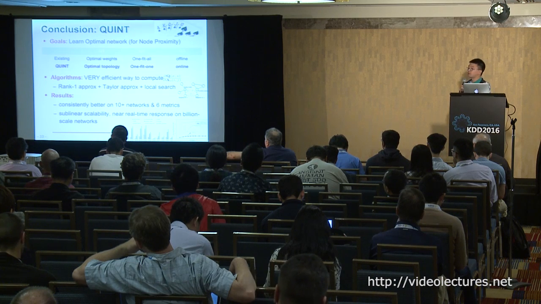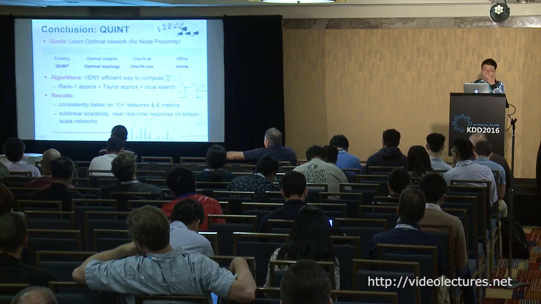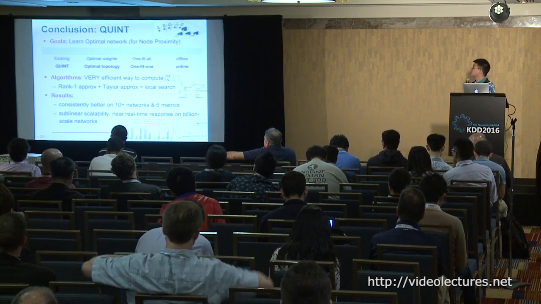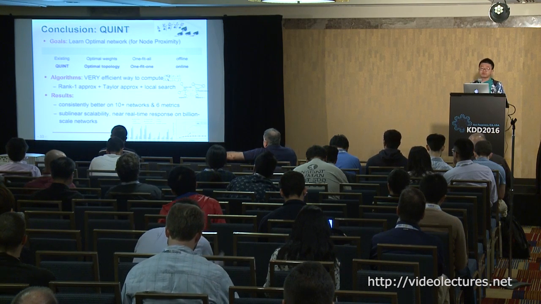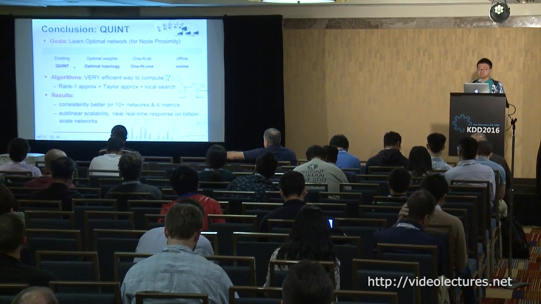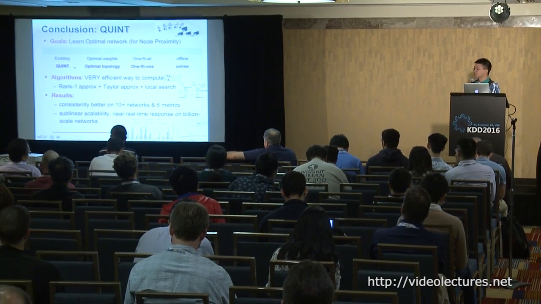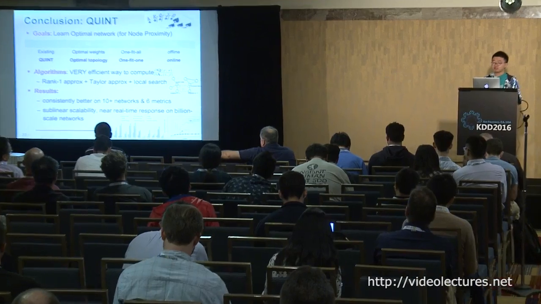In conclusion, in this paper we try to learn an optimal network for node proximity, and we propose an algorithm called QUINT. It can learn an optimal topology, it can learn 1 network to fit 1 query, and it can do online learning.